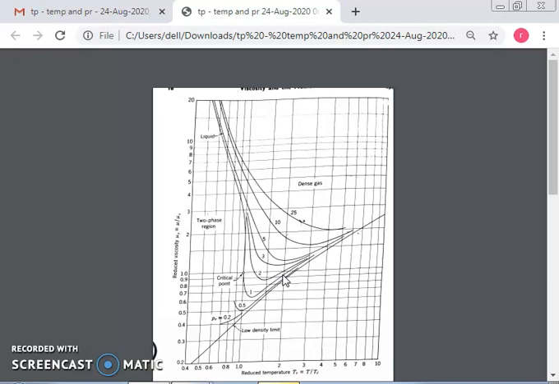And usually the values of mu c, that is the viscosity at the critical condition, are seldom available. So we can find out the value of mu c from two methods. Before that, I will discuss one more chart with you, then we shall move on to the steps for finding out mu c.